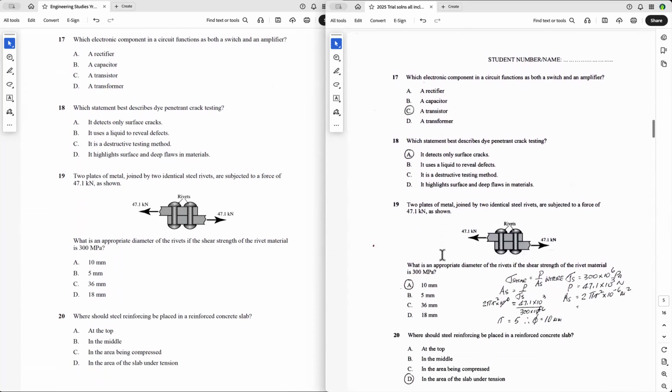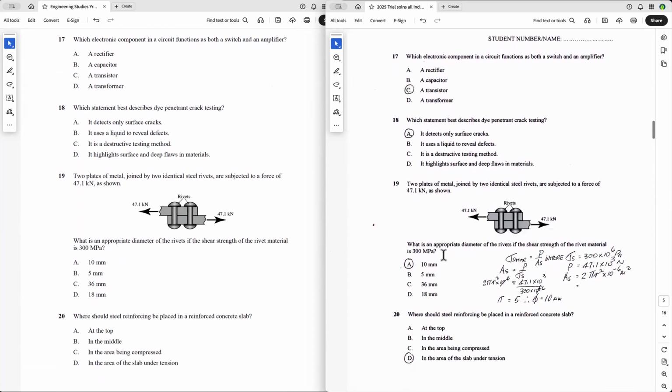Question 17, which electronic component in a circuit functions as both a switch and an amplifier? Make sure that you know this. It's a transistor, and the transistor's got 3 terminals, and it acts both as a switch and an amplifier.